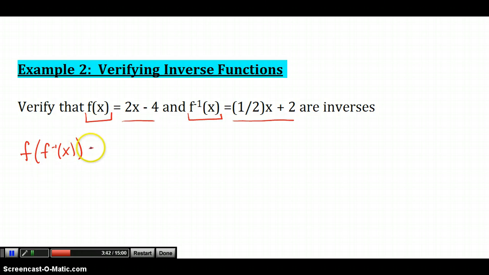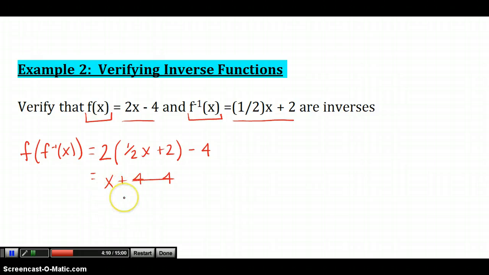So if I do f of f inverse, that means I'm going to take the inverse and put it inside the original function. So I'm going to write the original function, and wherever I see an x, put the inverse function. So I have an x, and instead of x, I'm writing a half x plus 2, and finish off the original function with the minus 4. So to solve this, distribute, and 4 minus 4 is 0, so I do get just x.